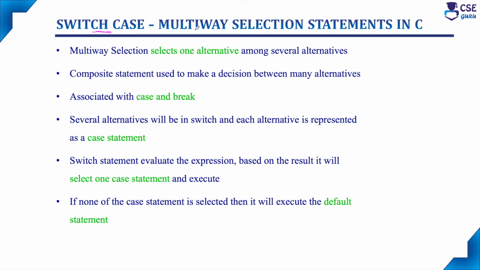The next topic we will discuss under C programming is the switch statement in C, and it comes under the category of multi-way selection statements. A multi-way selection statement selects only one alternative among several alternatives. The switch case is a composite statement used to make a decision between many alternatives. Among them, only one alternative will be chosen, and the statement present in that case will execute. The switch statement is associated with case statements and break statements.